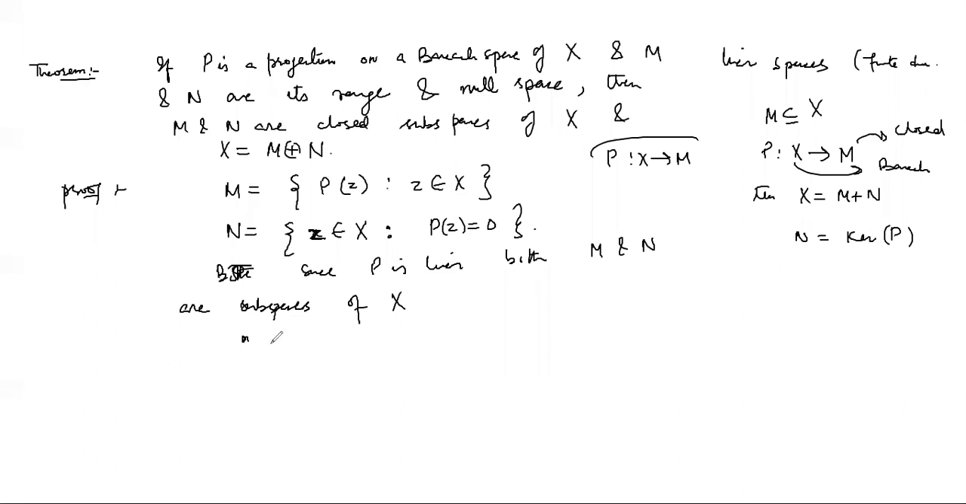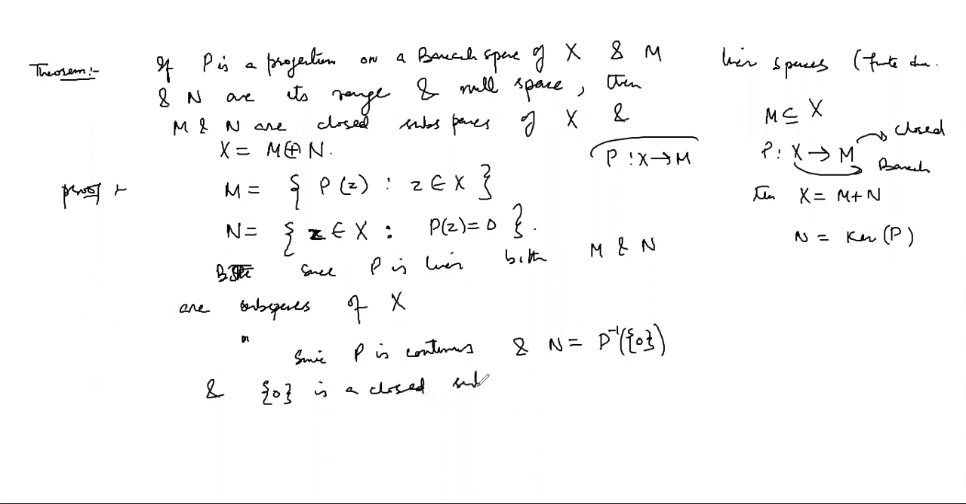Furthermore, अब चूंकि ये subspaces हैं, how do I show that? हाँ, कर सकते हैं. Subspaces के लिए दिखाना. हाँ, since P is continuous, and of course N is equal to basically P inverse of the origin, and {0} is a closed subset, which implies that N is closed because inverse image of a closed set is closed. और चूंकि ये closed है, it is the inverse of the kernel.